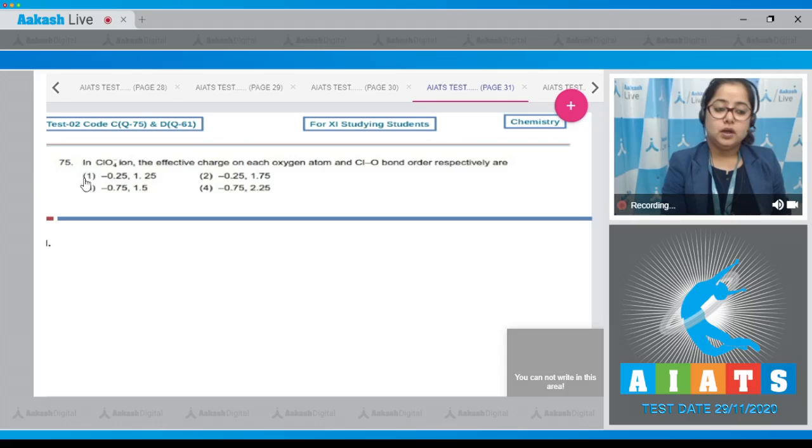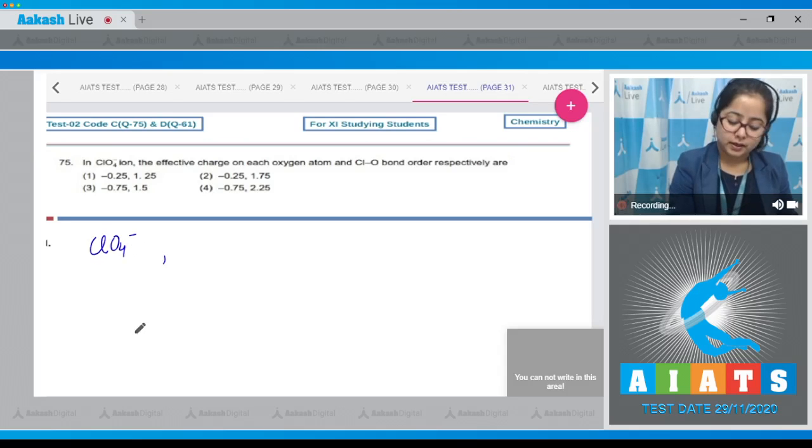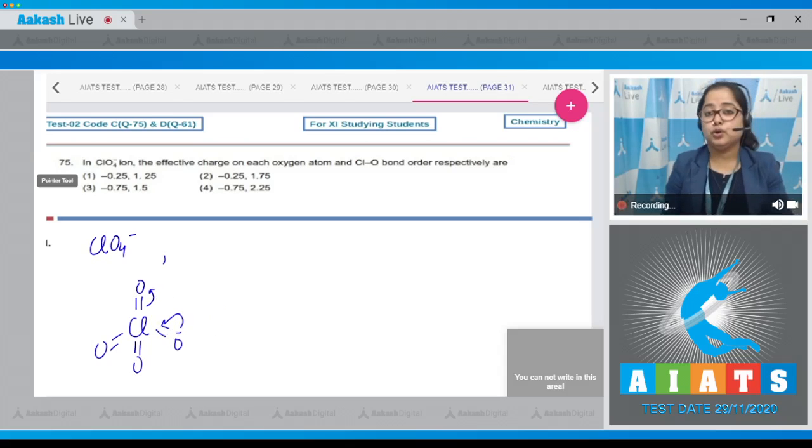Let's read it. In ClO4 minus ion, the effective charge on each oxygen atom and ClO bond order respectively are. So students, here ClO4 minus. Let's draw the structure. Cl double bond O, double bond O, double bond O, O minus. And this negative charge takes part in resonance. And due to resonance, the negative charge is distributed equally at all 4 oxygen atoms.